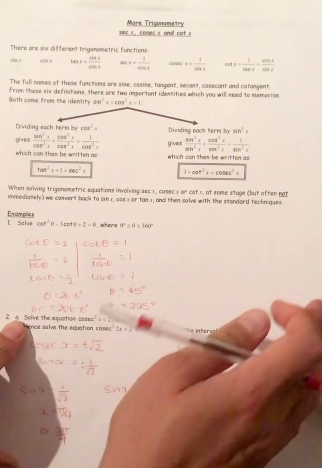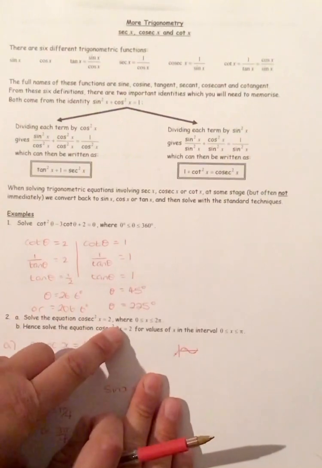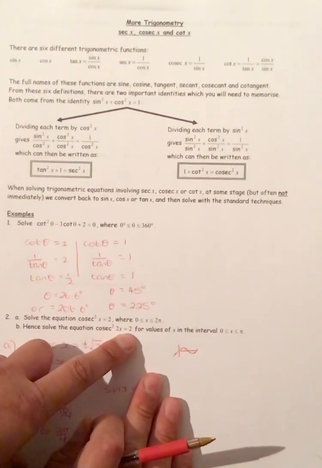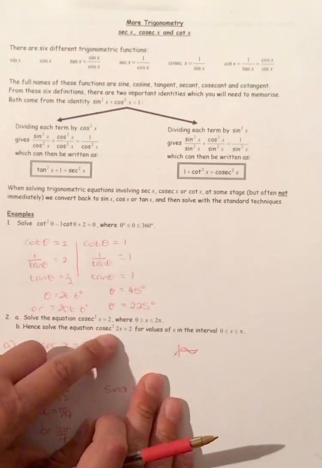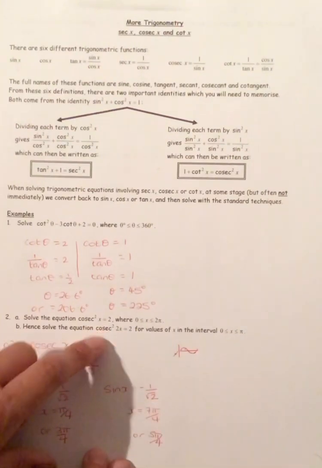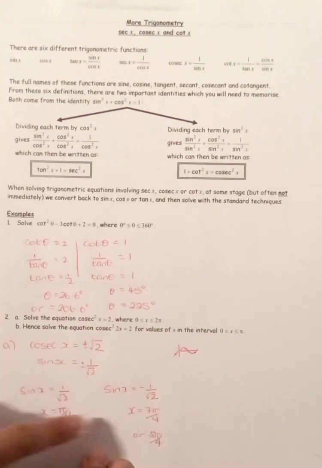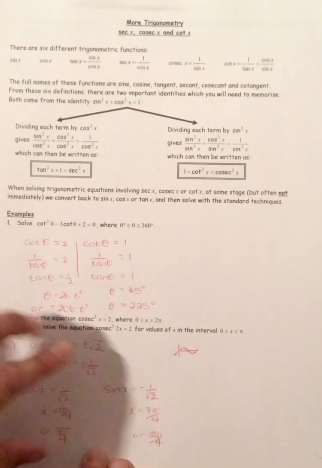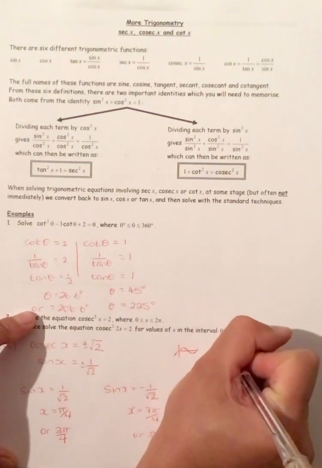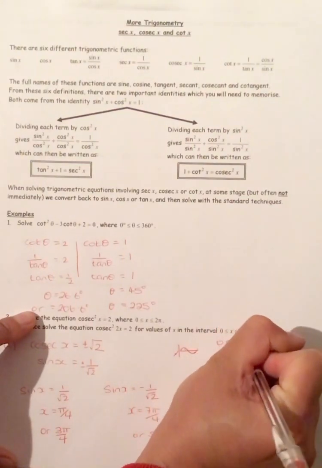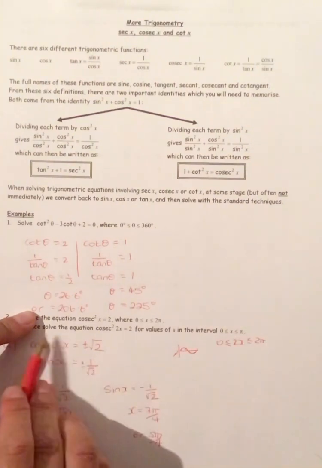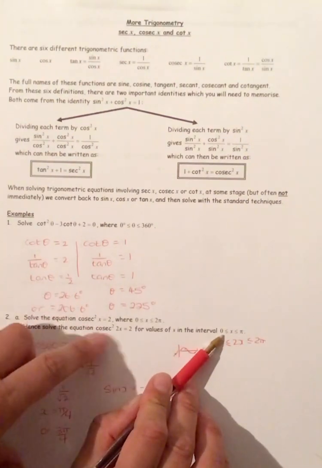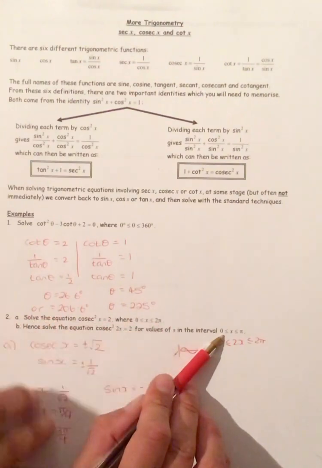Let's look at part B next. Hence solve cosec squared 2x equals 2. So this is the same equation but with 2x instead of x. So it will have the same roots, except these roots will be for 2x instead of x. We wanted x between 0 and pi. So we want 2x between 0 and 2 pi. So it is exactly the same question with exactly the same range, other than replacing the x with 2x.